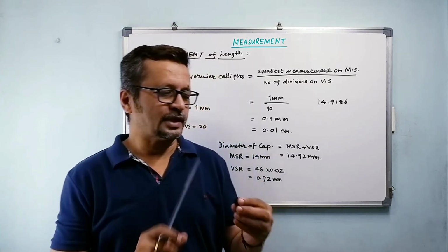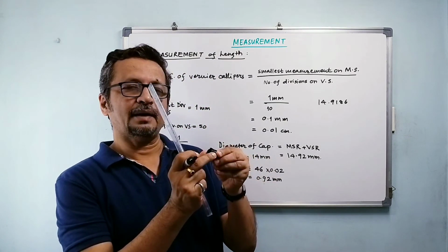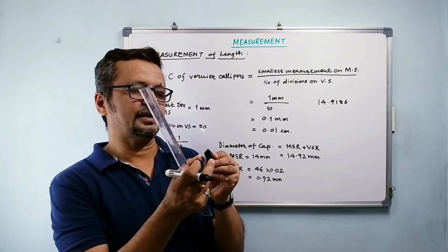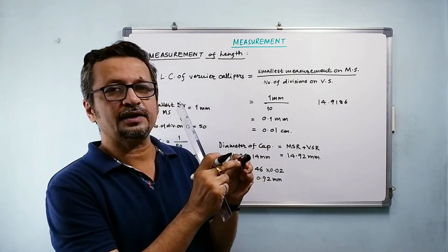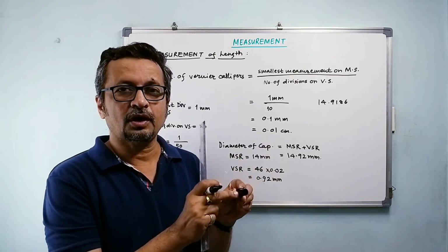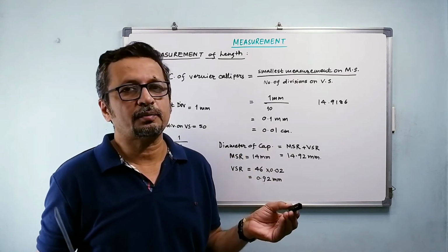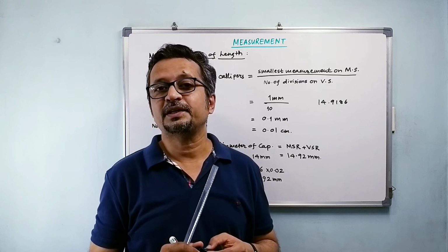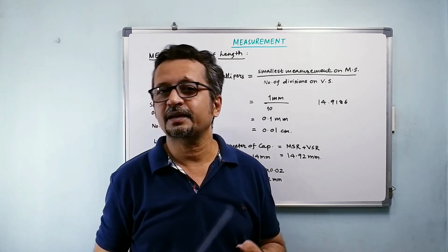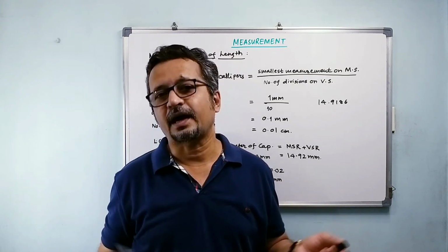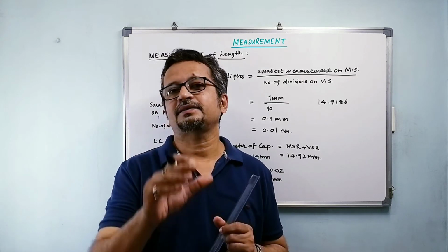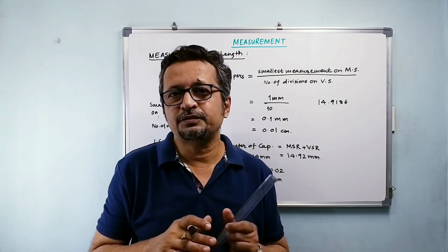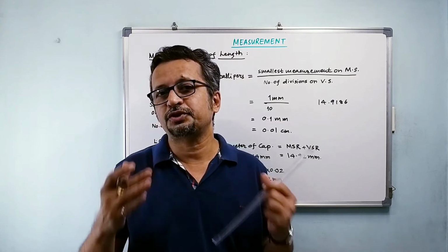Now again there is something more. Suppose I am measuring the diameter of this cap over here. If I measure it over here, it may be something else. If I measure it here, it may be something else. So how do I get the exact and proper diameter? For that, I take a number of readings. I take multiple readings and take the average, and then I get some mean value which I can assume to be the true value.